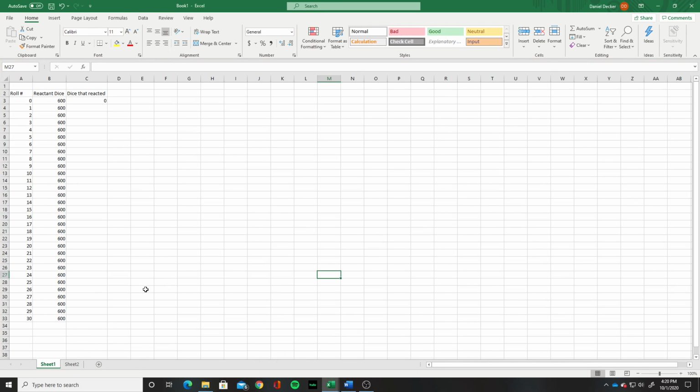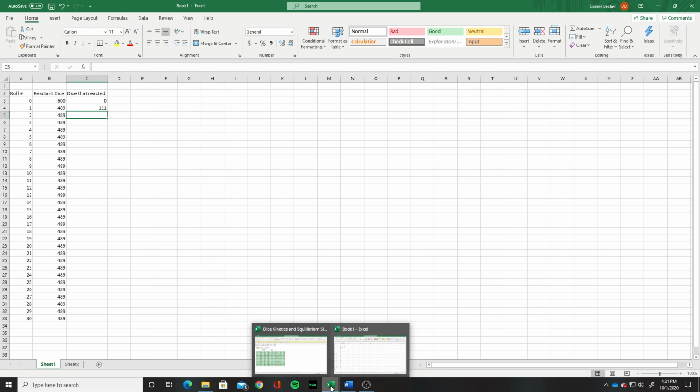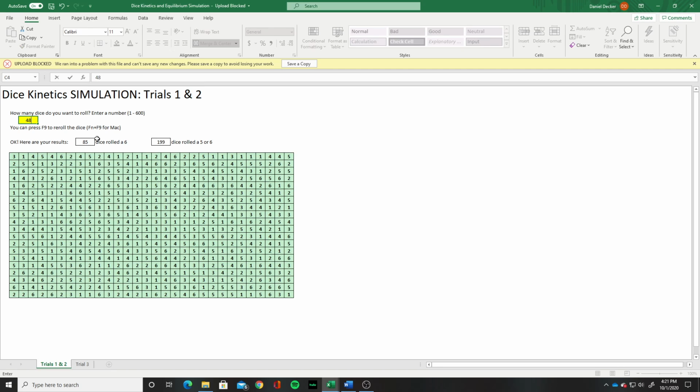And so over here in my separate worksheet that I have set up, I have the roll number, and it might not go all the way to 30. I just picked 30 randomly. I have the reactant dice, which right now are all set at 600, because in this cell I have it set up where this cell is equal to the cell above it minus the cell next to it. So what I'm going to put here is 111, because that is the number of dice that it told me reacted. If I do that, it automatically adjusts, and it tells me that I now have only 489 dice that are still reactants. Those that rolled a 6 reacted. They are no longer reactants, they are products now. And so I only have 489 left, and so that's what I'm going to put here, 489.